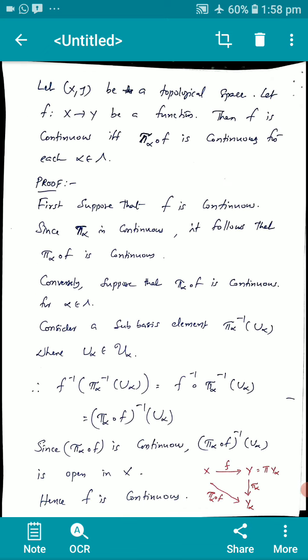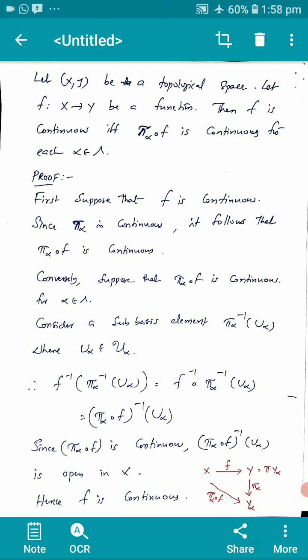Consider a sub-basis element pi_alpha inverse of U_alpha, where U_alpha is an element of the topology U_alpha. And what about f inverse of this element? f inverse of pi_alpha inverse of U_alpha, that is f inverse of pi_alpha inverse of U_alpha, we are writing in terms of composition, f inverse composite pi_alpha inverse, that is nothing but (pi_alpha composite f) inverse. So we can write this as (pi_alpha composite f) inverse of U_alpha, but pi_alpha composite f is continuous. Therefore (pi_alpha composite f) inverse of U_alpha is open in X.